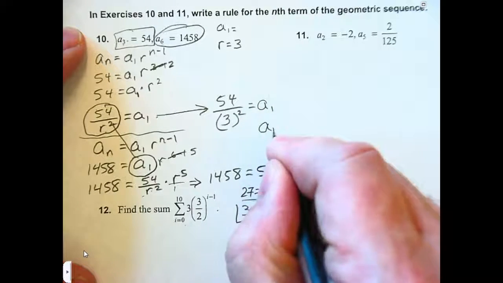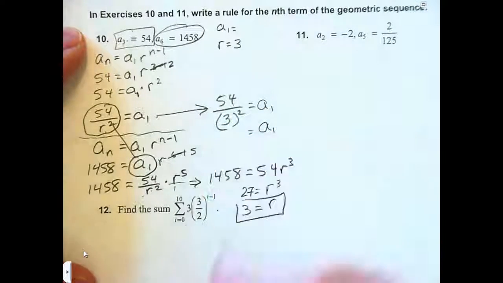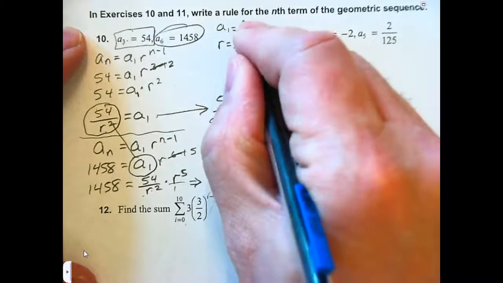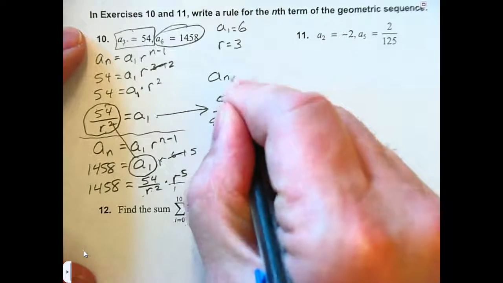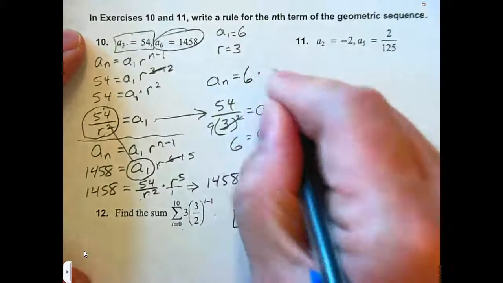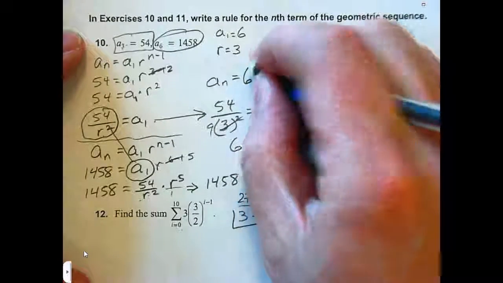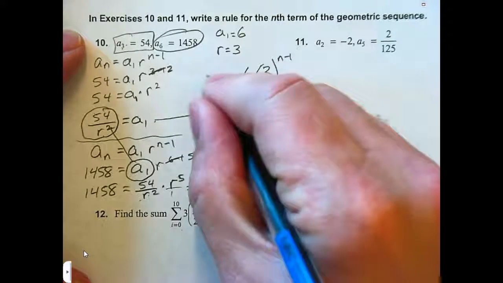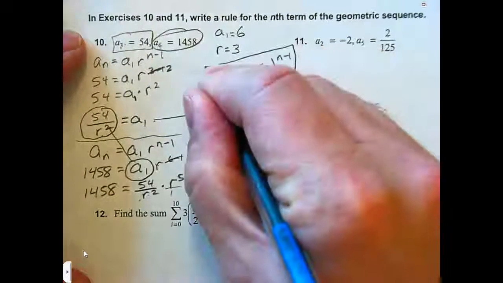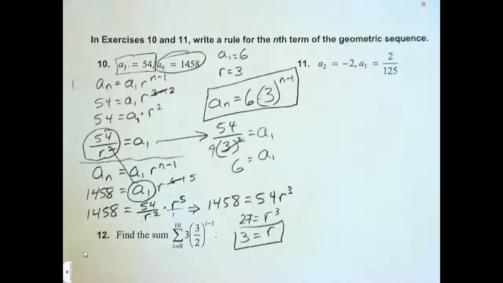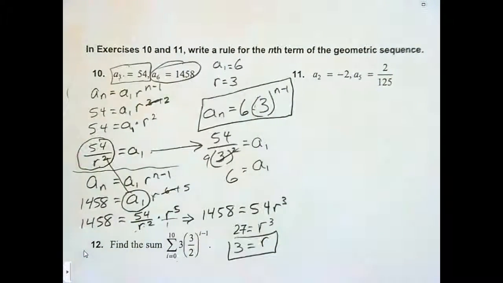So a sub 1 is 54 divided by 9 is 6. So we get a sub n is equal to 6 times 3 to the n minus 1. And that is our equation. Okay? Now, or our rule if you were using their terminology. Now, I believe that is a long way. Some of you will use a more intuitive process, which is fine. If you don't, this is a very concrete way you can use. Yes?